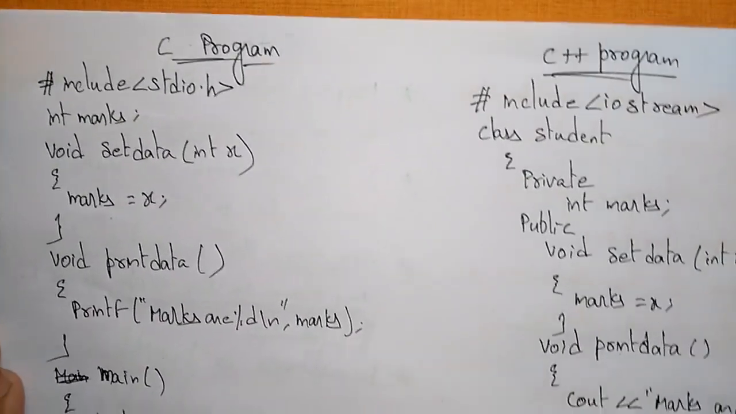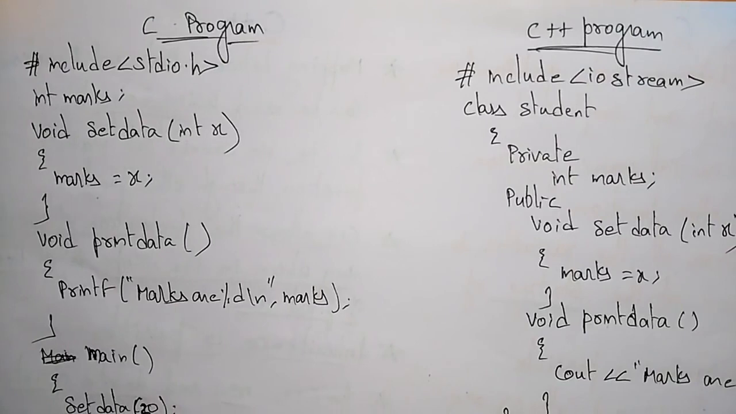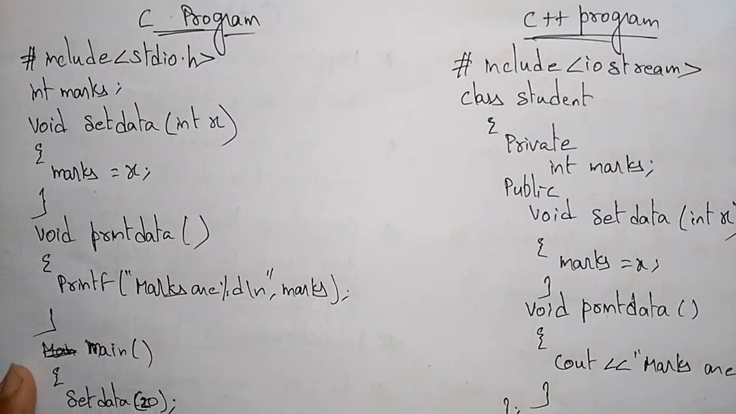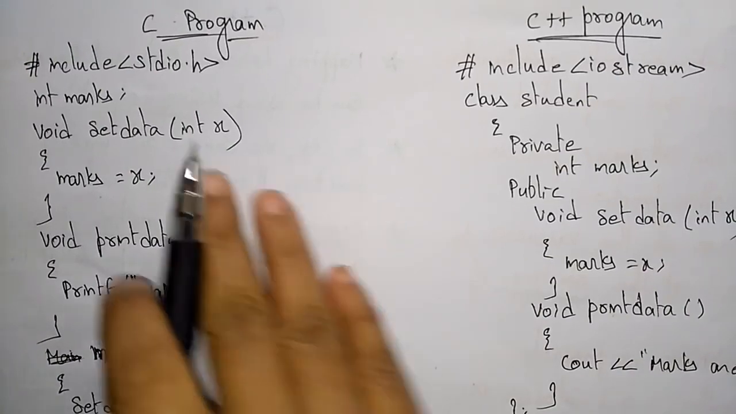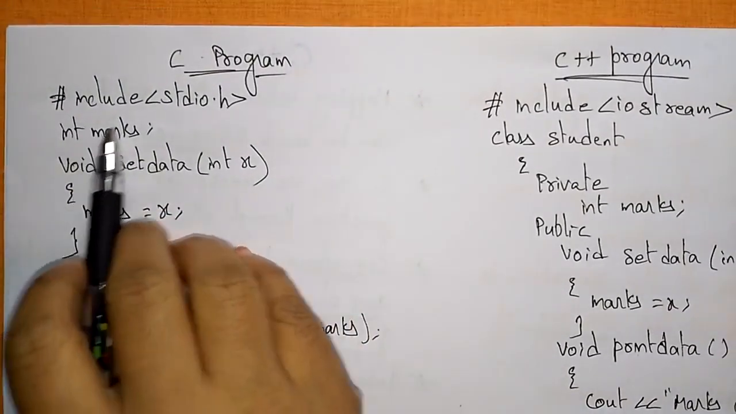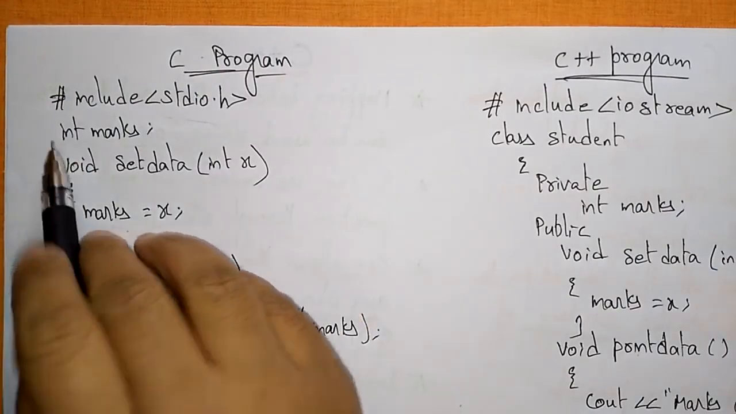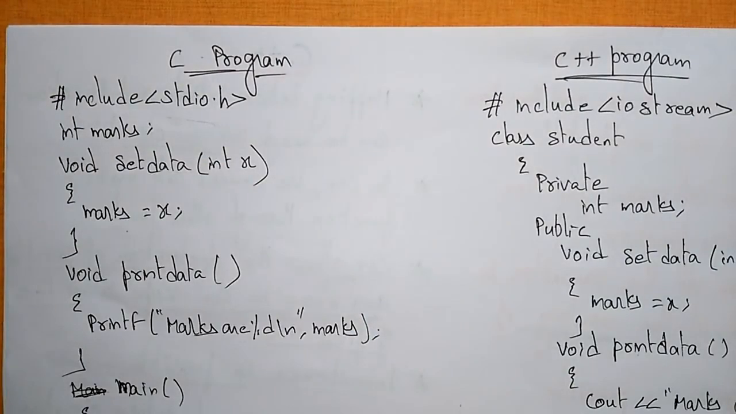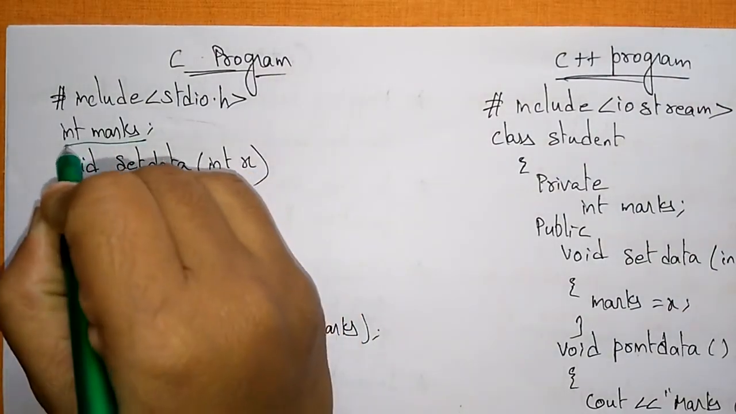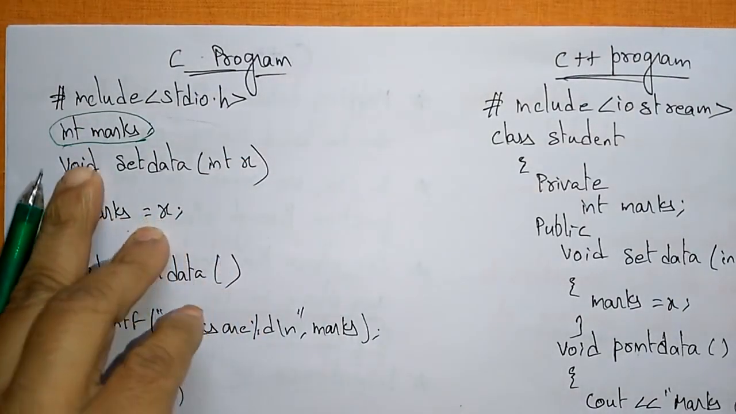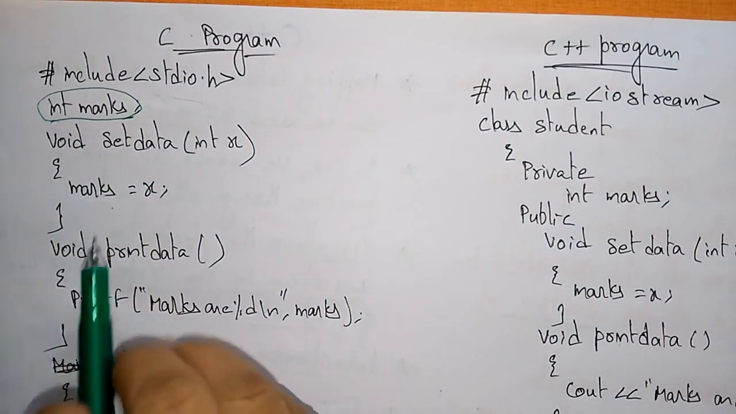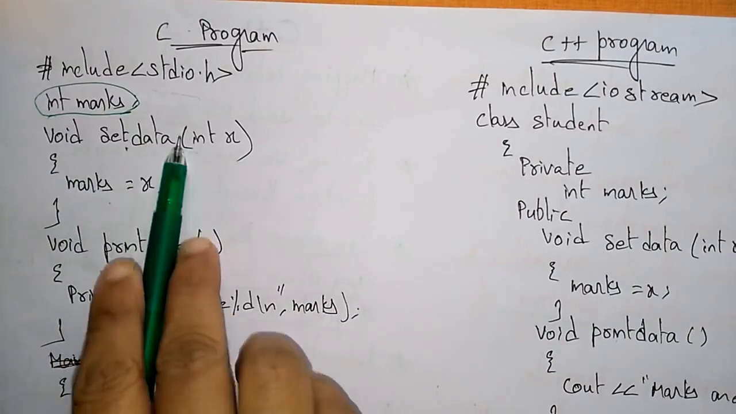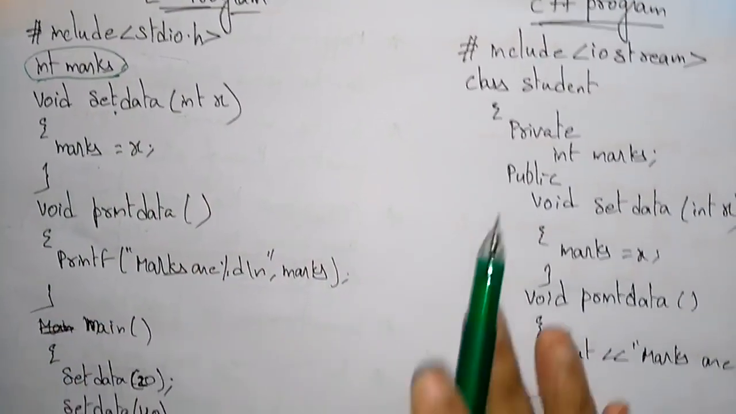in a C and C++ program. So here we are calling a function, and we want to print the values by calling the functions. This is a C program. Let us see here: #include <stdio.h>. Here int marks is declared globally. If you declare it outside the main program, you call it a global variable. This is void set_data and print_data. This is for reading data and this is for writing data.